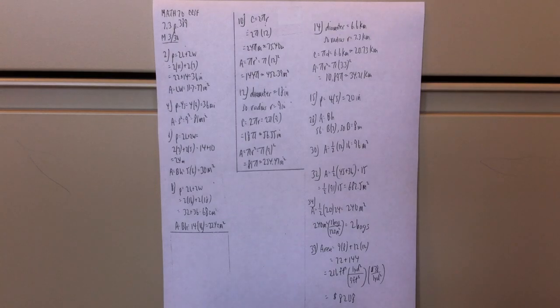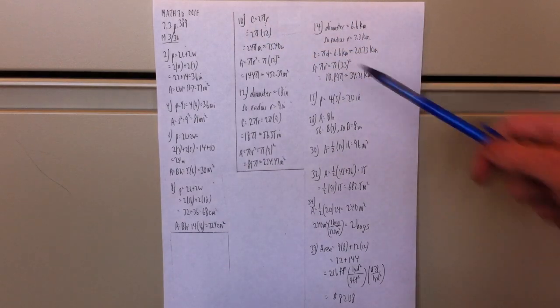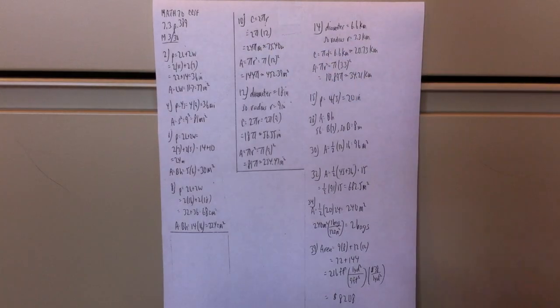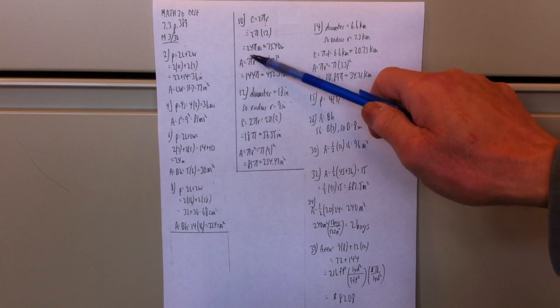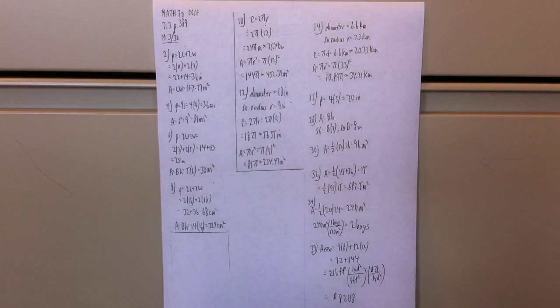Number 10, you have a circle with a radius of 12. So circumference is 2 pi r. 2 times pi times 12 is 24 pi meters. Punching in pi in a calculator, 75.40 meters.